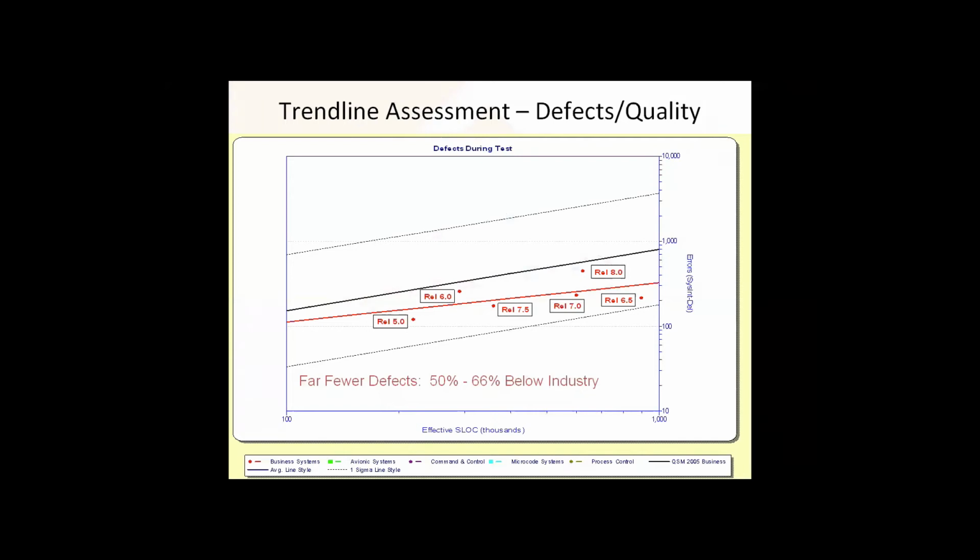And indeed, in this organization, when we plotted 6 releases from 5.0 through 8.0, their bugs against the defect curves in the QSM database, we found 50 to 60% fewer bugs in the code: a shorter Rayleigh curve, a Rayleigh curve that had a lower peak than industry.